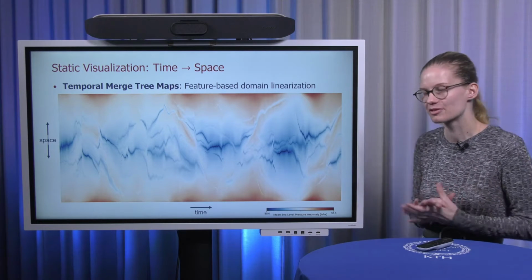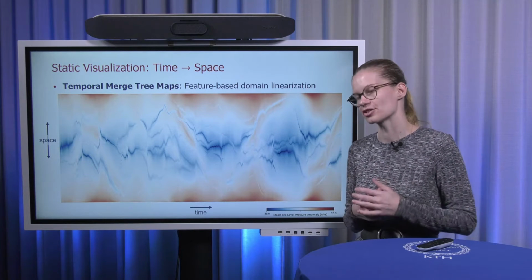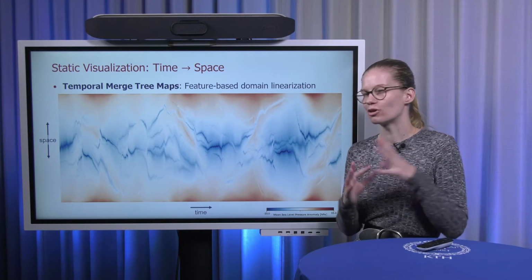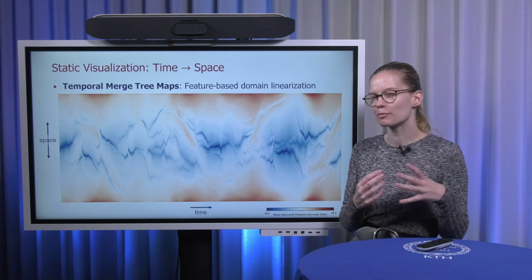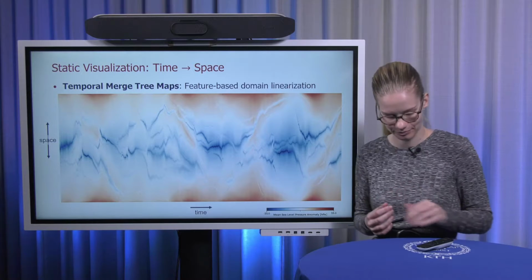So we want to combine the best of two worlds, basically, and create a new visualization that we call temporal merge tree maps, that is essentially based on a feature-based domain linearization, iterating over all of the vertices in some way that retains all of the features as well.